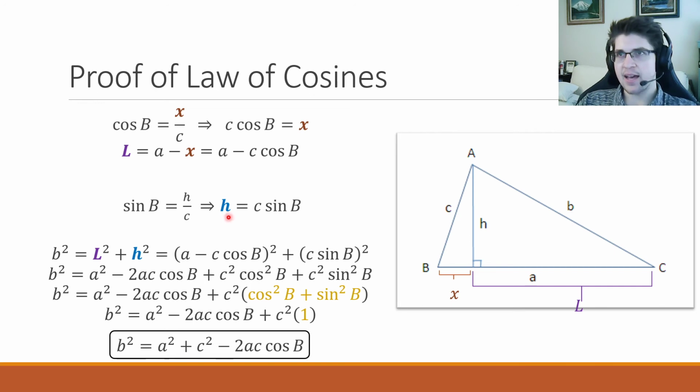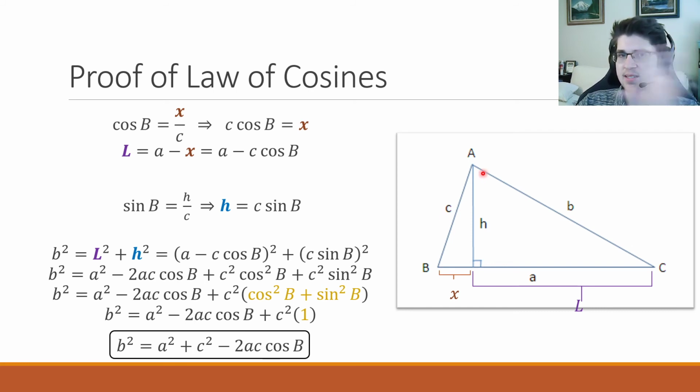But anyways, the height is equal to c sine b, because if I'm looking at angle B, the sine of angle B would be opposite over hypotenuse, h over c. So if I multiply through by c, I would get that h is equal to c sine b, exactly as we did with the law of sines. So basically, we've solved h, we've solved L, and if we do L squared plus h squared, that should be equal to b squared. And we know everything about this.